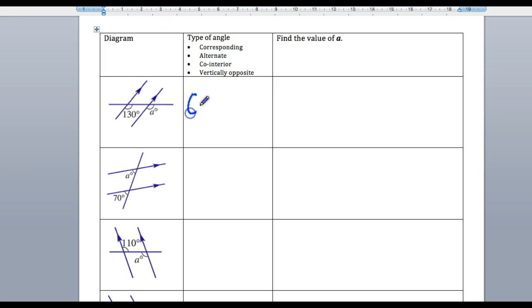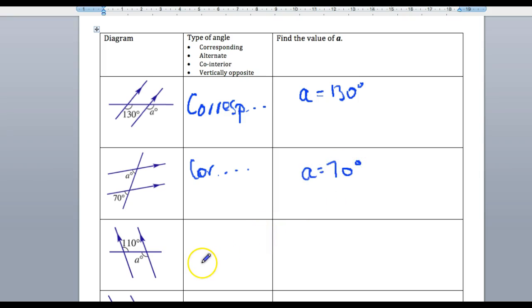Okay, so I might just leave it, I'm not going to write the whole thing because it's not all going to fit. Okay, so A is equal to 130. So remember when we're dealing with parallel lines that these angles are the same. If you look at them, they do look the same. Okay, so this next one is also corresponding. Okay, so A is equal to 70. Okay, the next one is not corresponding because if it was corresponding it would be here. Okay, so I'm just going to delete that.